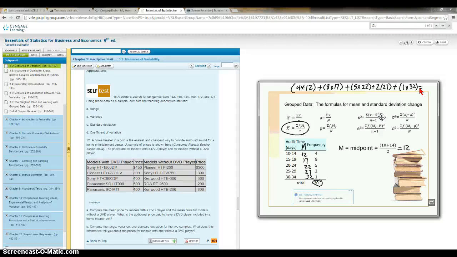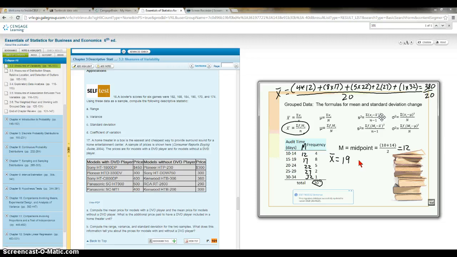Who's got it? 380. So what do you get if you add it all up? 380. I got 380. And we're going to divide by, should I divide by 5 or 20? 20, thank you. Just checking to see if you guys were listening. And that would be 380 divided by 20. So my x bar would be equal to 19 days.